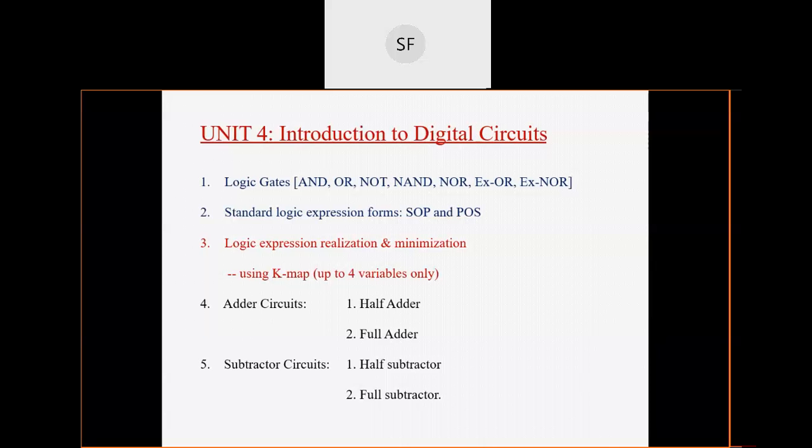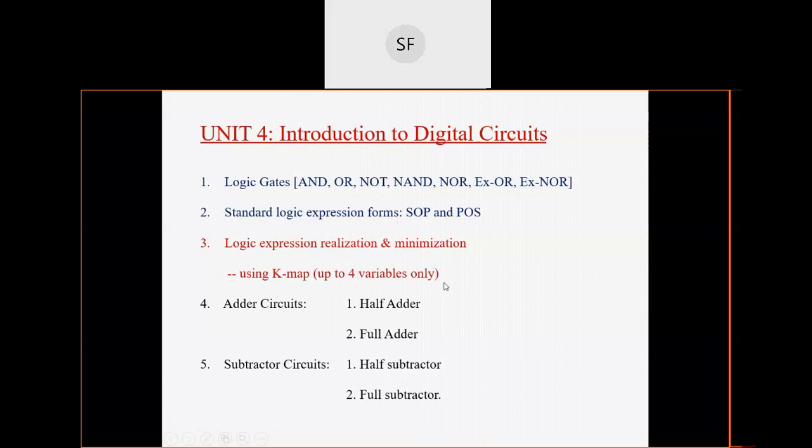So we will see different Boolean expressions and we will try to minimize the logic expression. This minimization is generally done by using K-map, that is Karnaugh map. In your syllabus, the use of K-map is up to 4 variables. Only 4 variable K-maps are there. So we will discuss 2 variable K-map, 3 variable K-map and 4 variable K-map in our subsequent lectures.